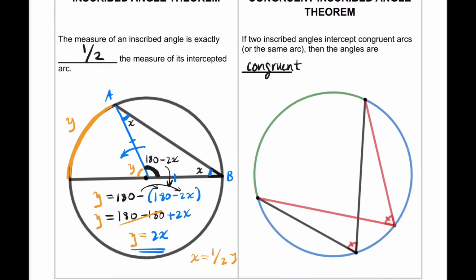Guys, this picture looks tricky. This picture looks weird and wacky and confusing, but it's not that bad at all, I promise. This green arc, if this guy is like 100 degrees, I don't know what it is, but if we just call it 100 degrees, then this inscribed angle is half of that, so it's 50. Then this inscribed angle is the same exact thing. This is also 50.